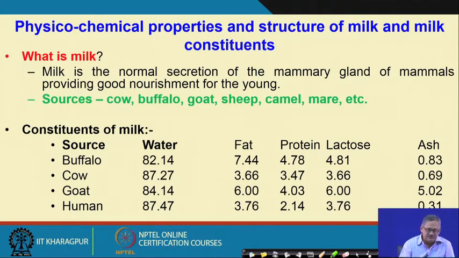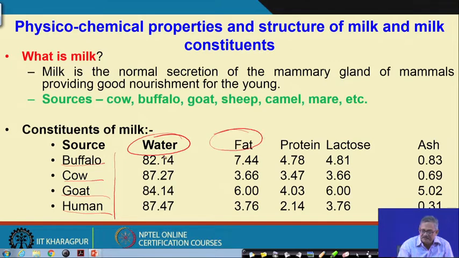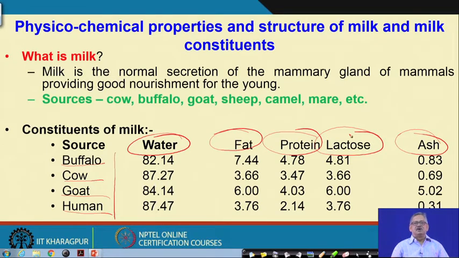Here if we look at sources, we said buffalo, then cow, goat and human. These are the four species we have given, and the nutrients: basic water, then fat, then protein, then carbohydrate and then ash. This ash contains all the minerals, but may not include the vitamins, because vitamins are very heat sensitive. So it is very difficult to point out vitamins like that, but the ash content generally corresponds to the mineral content of that typical food, right?